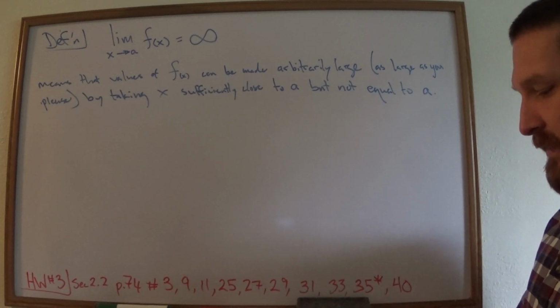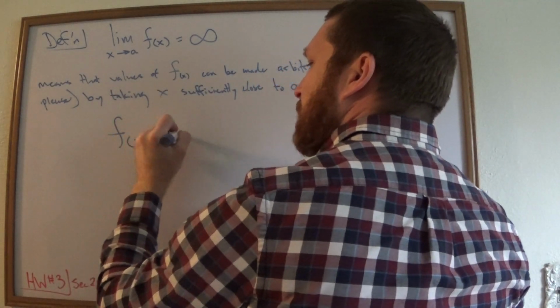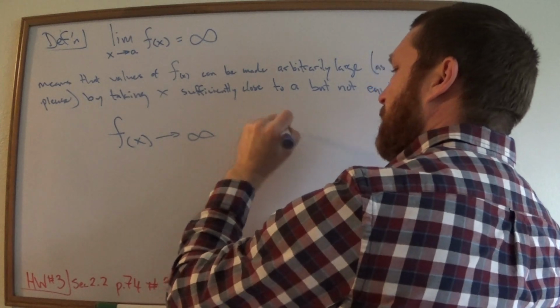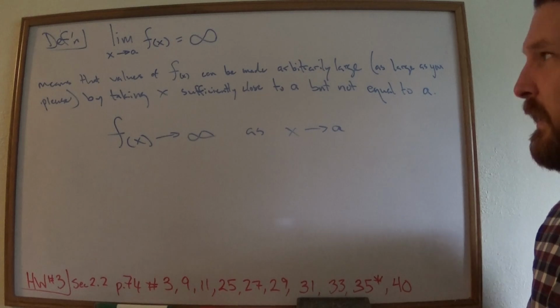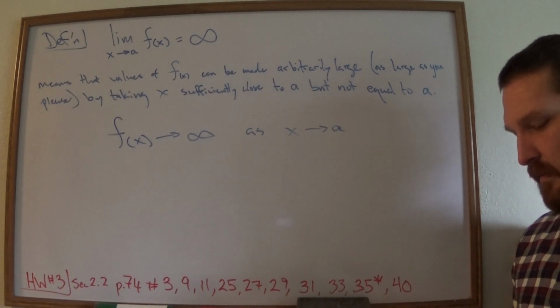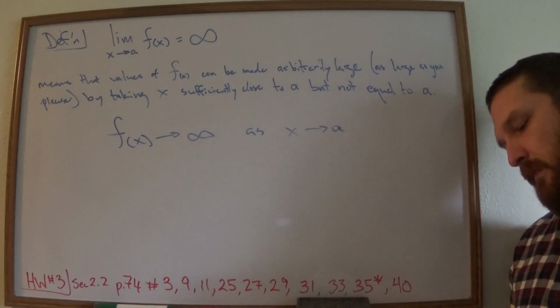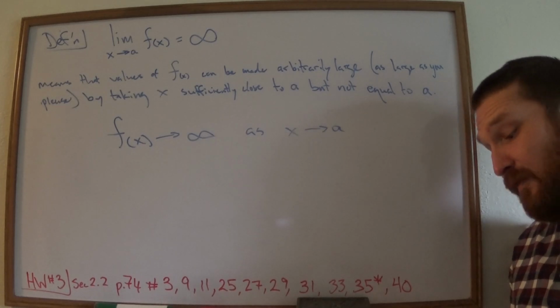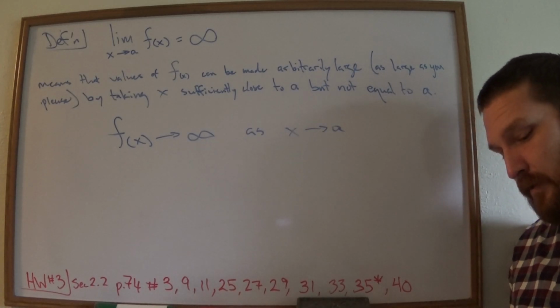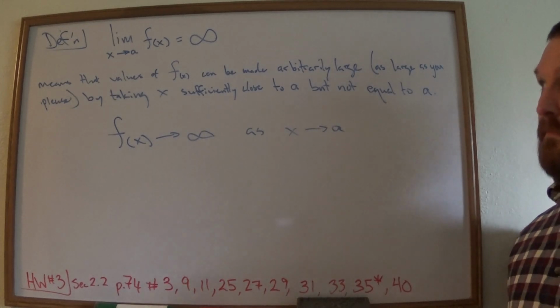And also, just like we've done before, this can be written like this, as x goes to a. And we could say, in this case, the limit of f as x approaches a is infinity. Or, the limit becomes infinite as x approaches a. Or, f increases without bound as x approaches a.